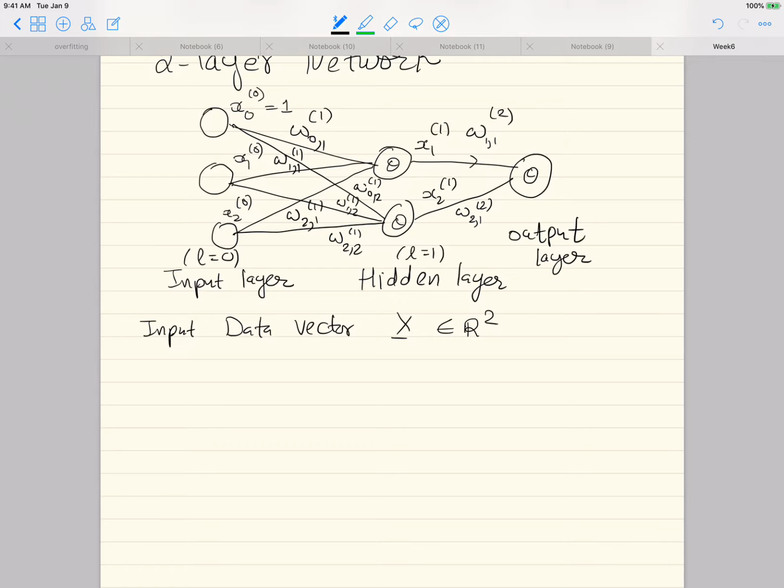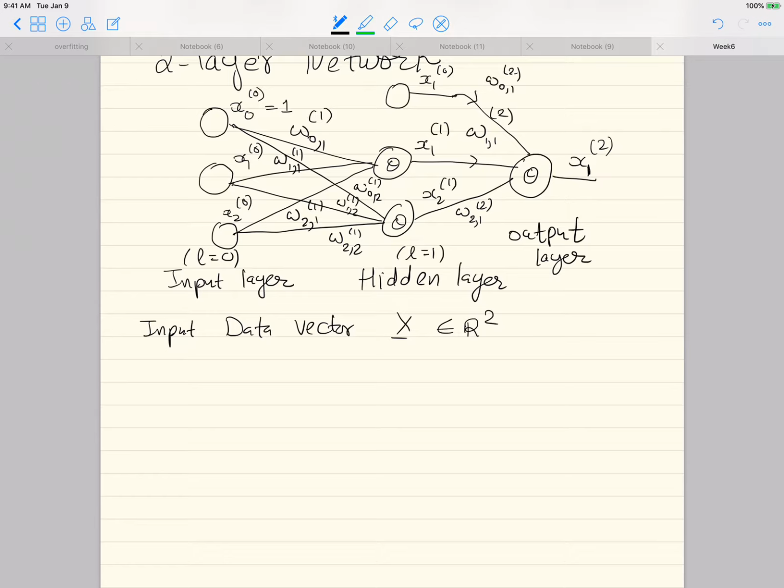Additionally, we will add a bias node. So there will be one more node here in the hidden layer which has no inputs but only produces a constant value. That will be x1 of 0. And it will have a weight here which is W01 of 2. And this way we will produce the output. This one will be x1 of 2. This is the value that comes out of the output layer.